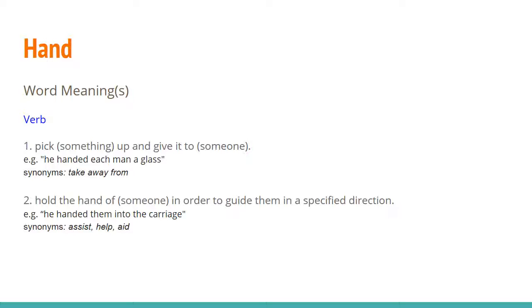When hand is used as a verb, there are also two main word meanings. First, it can mean to pick something up and give it to someone. For example, he handed each man a glass. The synonyms of this word can be take away from.